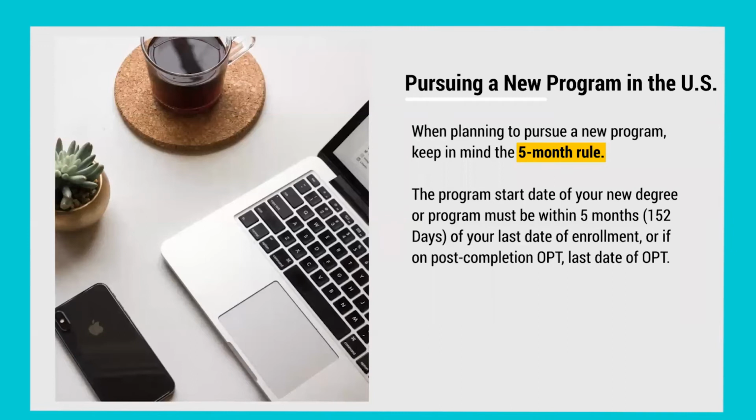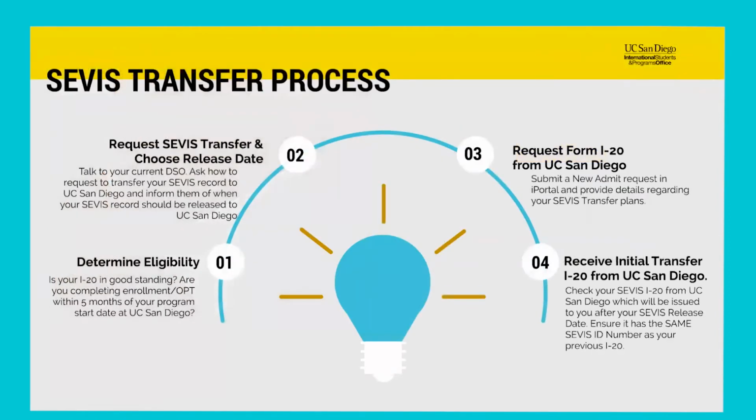So again, this 5-month rule comes into play quite often when assessing eligibility for transfer, right? Again, you need to keep in mind this 5-month rule when looking at eligibility for SEVIS transfer based on last date of enrollment or last date of authorized OPT. So something I want to go over before we go into timeline, individual timeline, is the SEVIS transfer process.